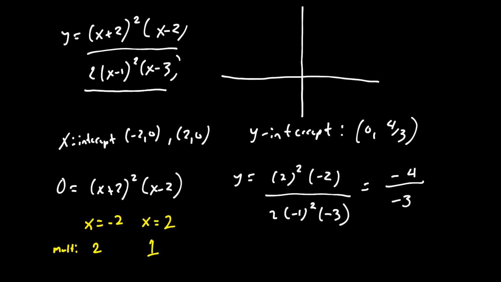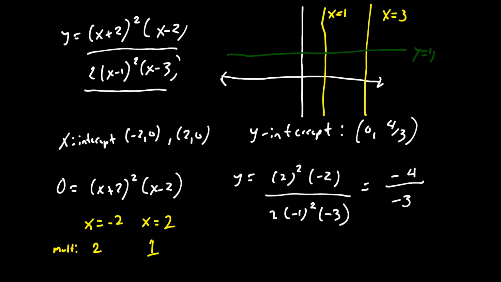So we'll go ahead and write out the horizontal and vertical asymptotes first. So we have vertical asymptotes at x is equal to 1 and x is equal to 3. Then we have a horizontal asymptote at y is equal to 1/2. And we have x-intercepts at negative 2, 0 and 2, 0, and we have one y-intercept at 0, 4 divided by 3. Now we can fill in the rest of our information. Number 1, we know that the x-intercept at 2, 0 has a multiplicity of 1, which means it's going to cross here. And we don't know enough information, so we're going to have to put in a few test points to look at the behavior of our rational function.